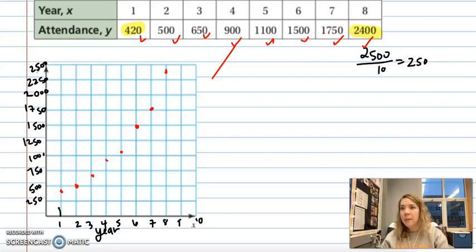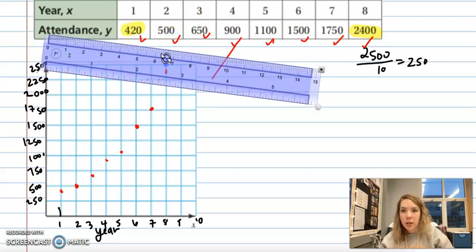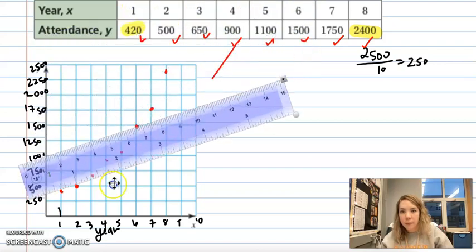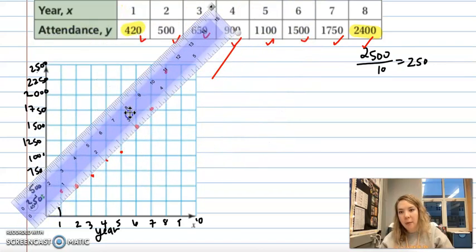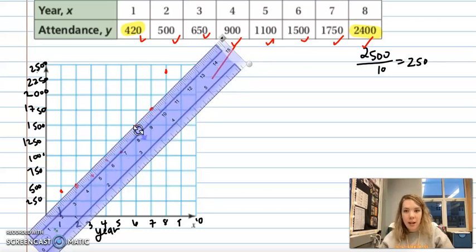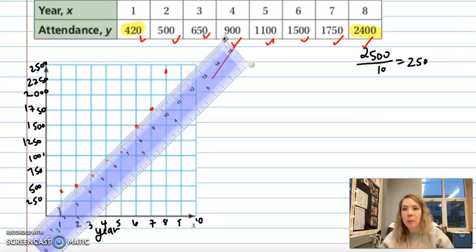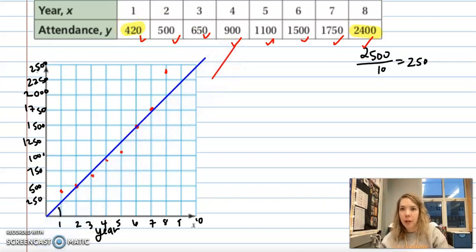So let's pull out that ruler again. And my goal with this ruler is to try to get about half my points above and about half below, because the points I have are not a perfectly straight line, but I want to try to use a line to model what's going on so that I can make predictions in the future. So I'd say roughly this is a good place for us to be at. So I'm going to go ahead and draw my line from there and get rid of this ruler.